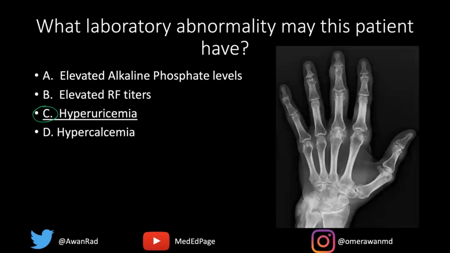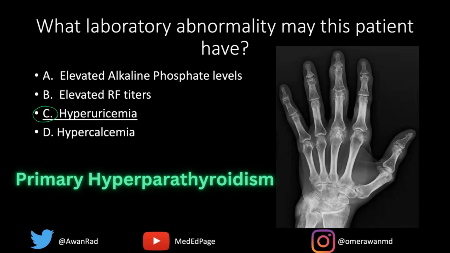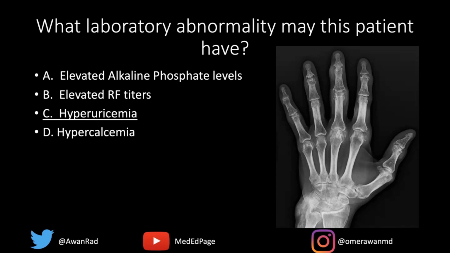Elevated alk phos would be in something called Paget's disease. Elevated RF would be in rheumatoid arthritis. And of course, hypercalcemia occurs in primary hyperparathyroidism, where you get osseous resorption of bone. So this is a great case of gout.